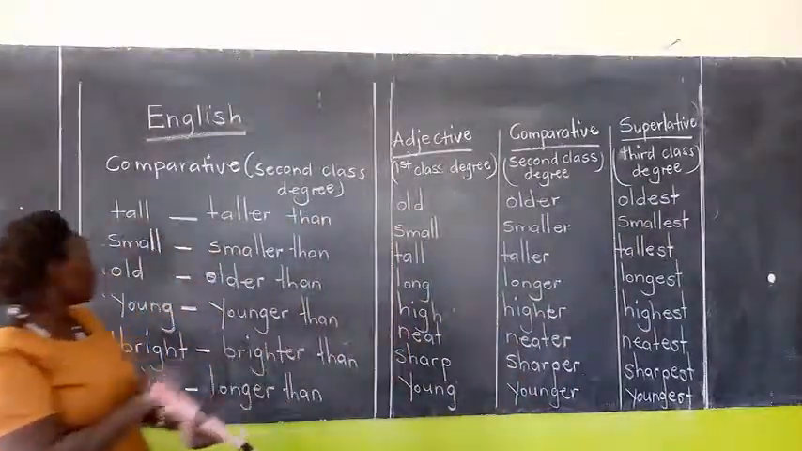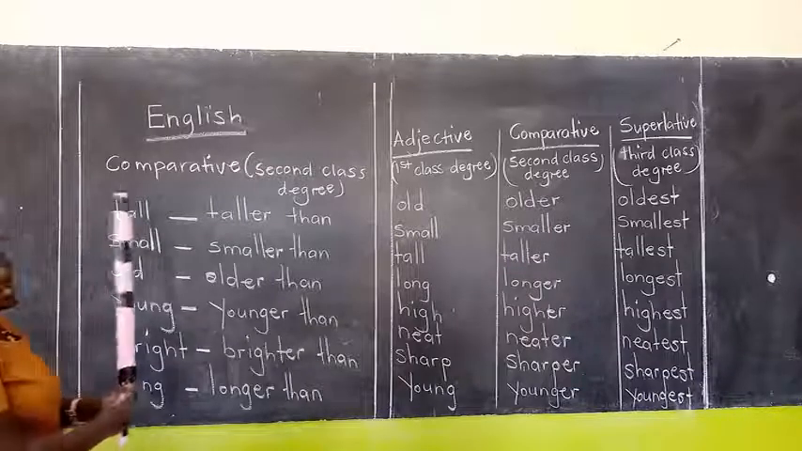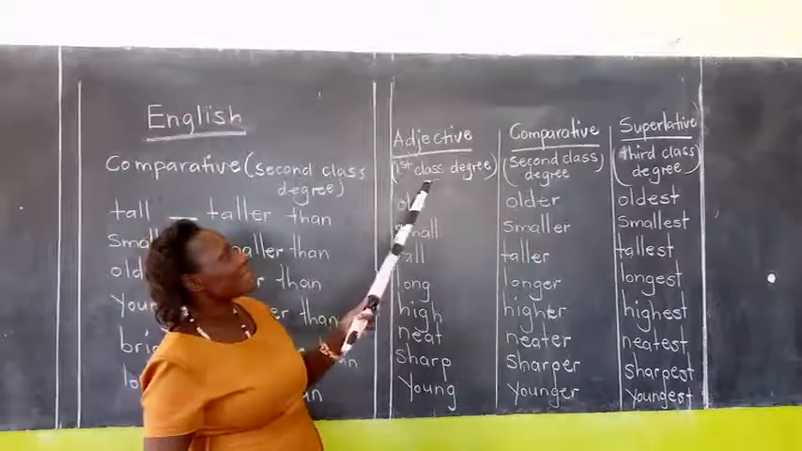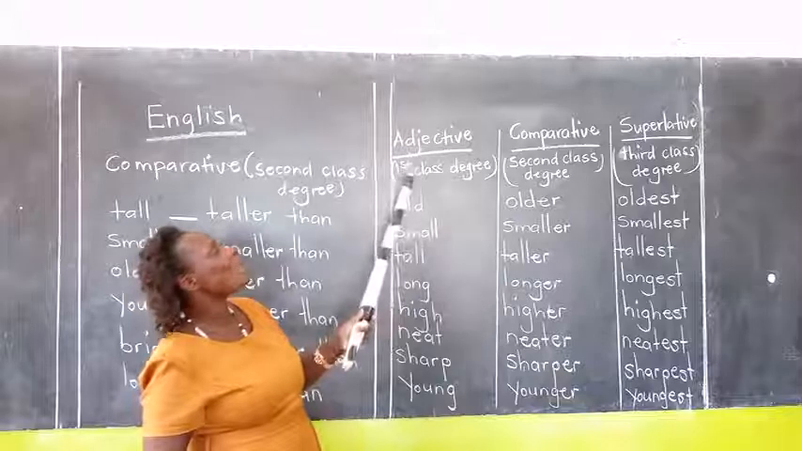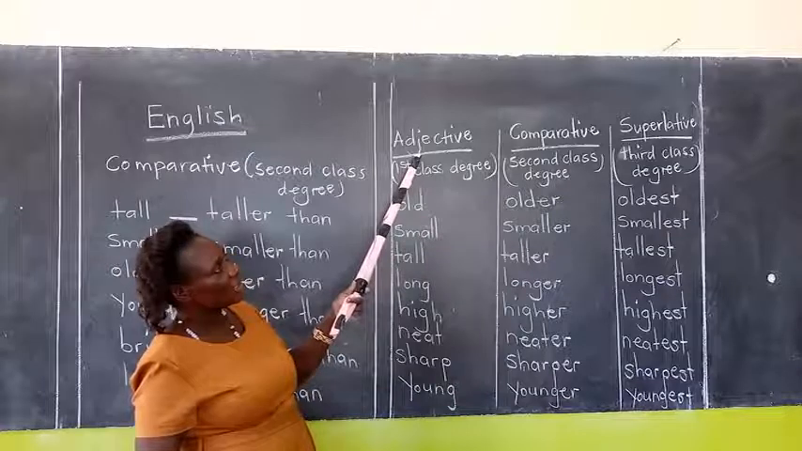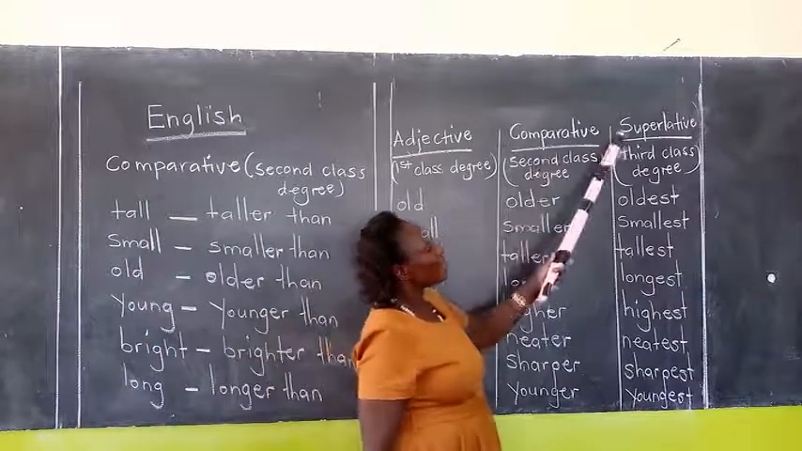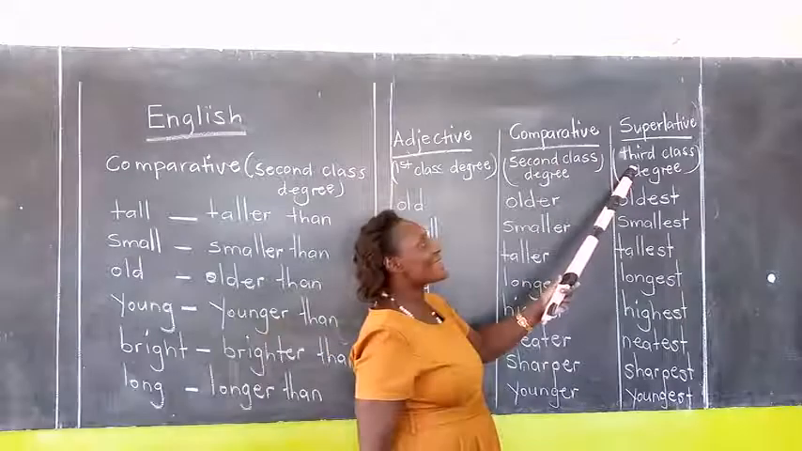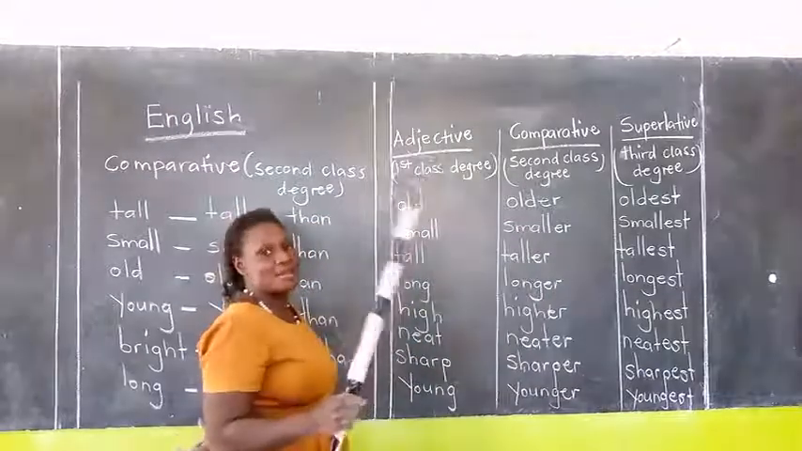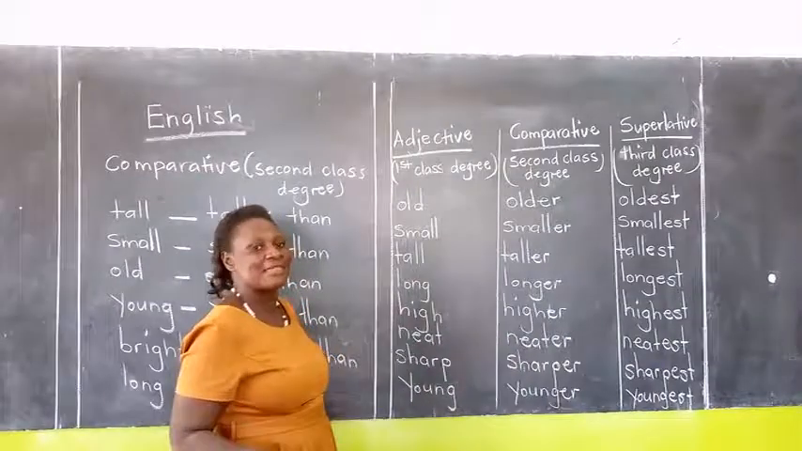Let us pass through the three classes we have. We have the adjective, which is regarded as the first class degree. Some people call it positive. We have our second class degree as our comparative. And our superlative is regarded as the third class degree. We are comparing the three now. What matters is how to write the second class and the third class.